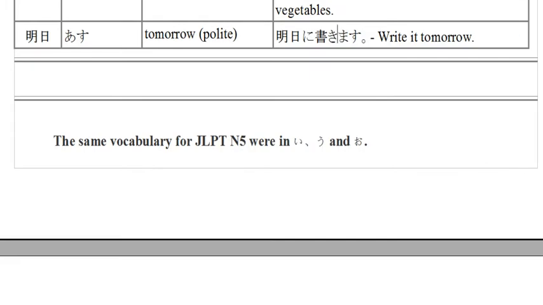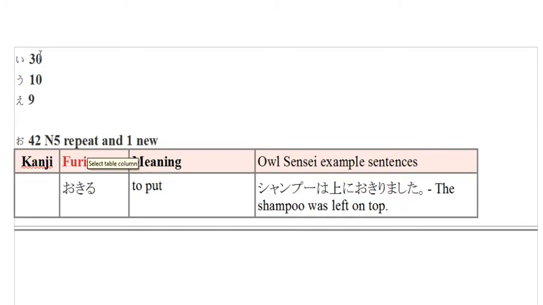Now, because I was deleting the N5 vocabulary, so it's not repeating the same content. All of the vocabulary in N5 were in the list for E, U, and O. And because there were 30 in E, they were all the same as the N5. The 10 in U, same as the N5. The 9 in E, were the same as the N5. So out of 43, 42 of these O were N5 repeats. There was only one new. So there's only one new vocabulary to learn for N4 in O.